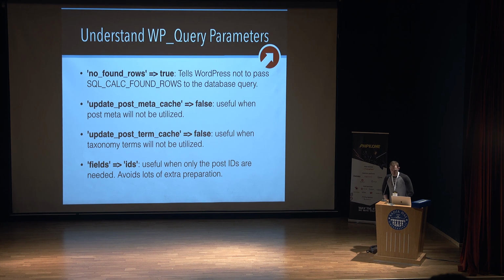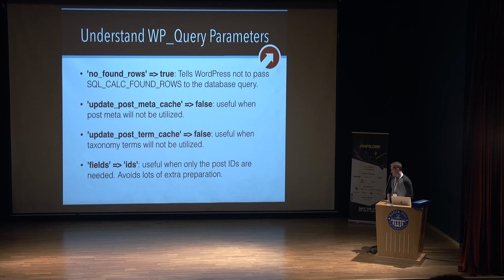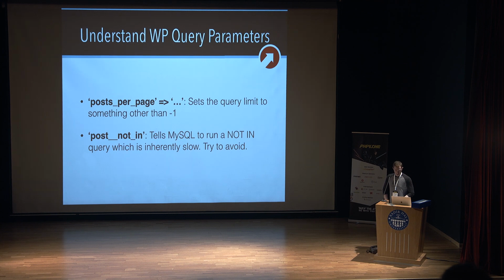Fields: setting fields to ids. This is useful when only post IDs are needed, which is honestly most of the time. It avoids a lot of extra data preparation. Always set posts_per_page to a reasonable number. Setting posts_per_page to -1, basically just a no-limit SQL query, is dangerous. If this is used incorrectly, it could crash your application. So always set some sort of reasonable limit.